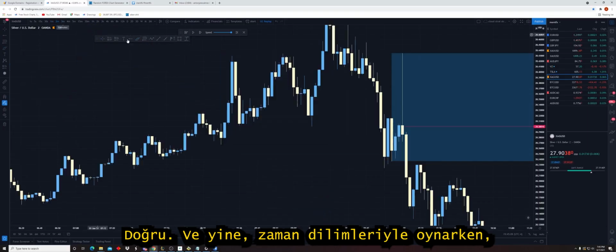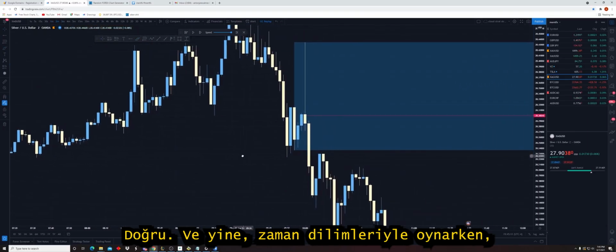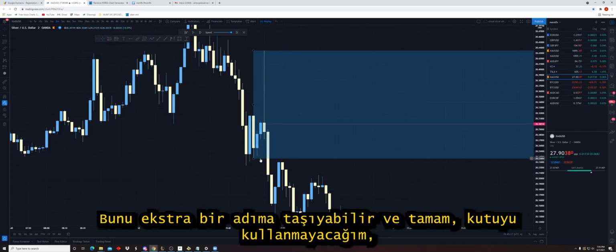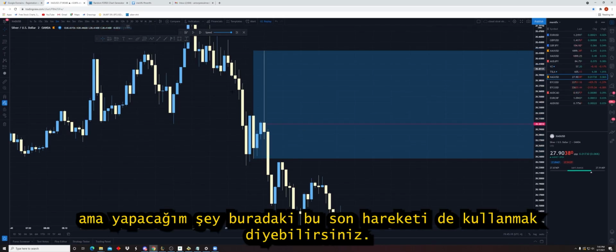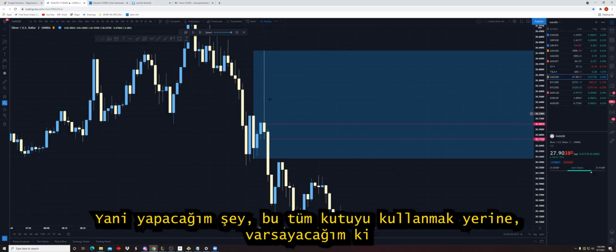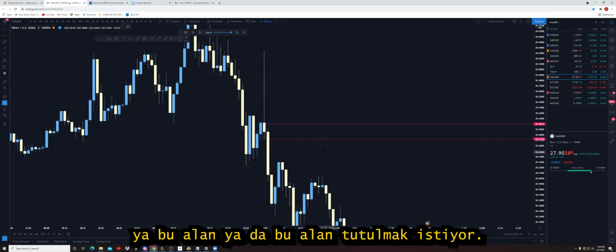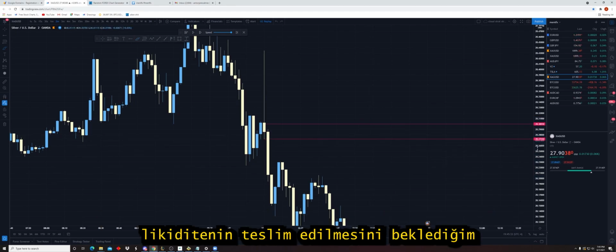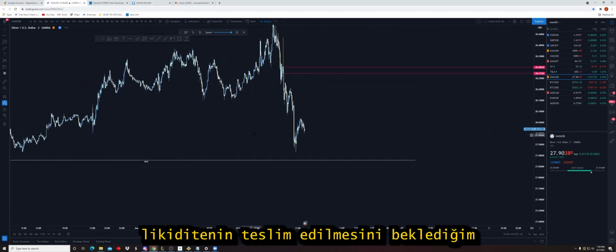And again, as you play around with time frames, you could argue a few things. Because of the impact that this move had, you could take it the extra step and say, okay, I'm not going to use the box, but I'm going to use this also last move right here. So instead of using this whole box, I'm going to assume that either this area or this area wants to be held. And if either one of those holds, I'm happy to take sells down into the place I expect liquidity to deliver to.